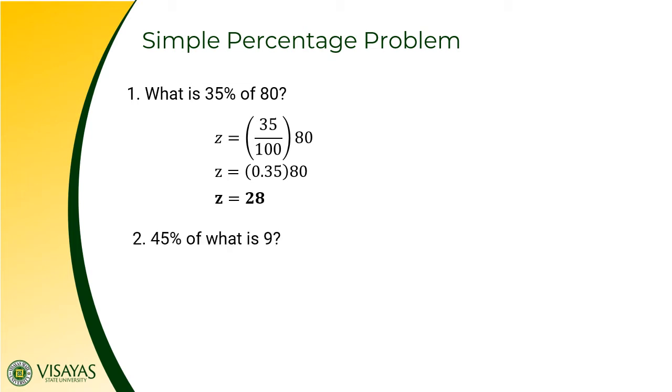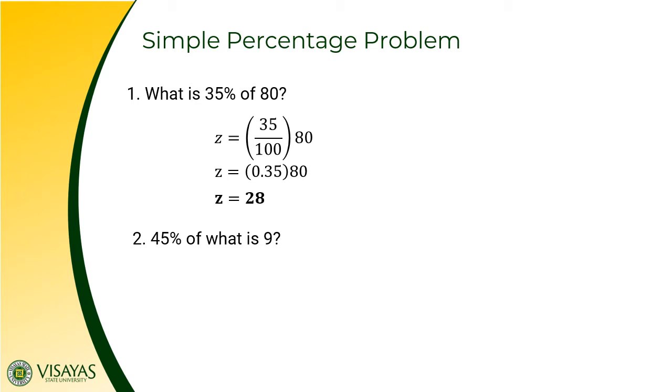So let's have here another example. 45% of what is 9? Now, let us determine again what is the unknown. Is it the x, is it the y, or is it the z? So, what is the unknown here? It is the y. Because yung y is the unknown number in which 45% of that specific number is 9. Meaning to say, the unknown here is y.